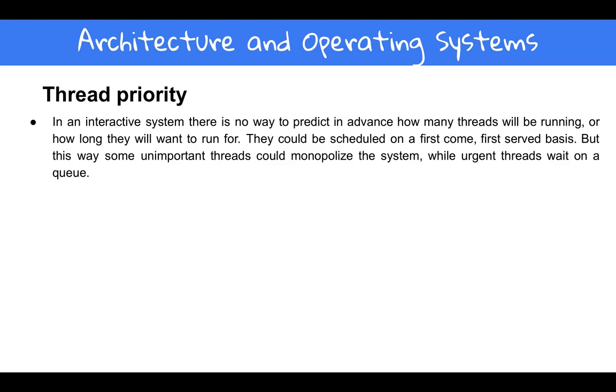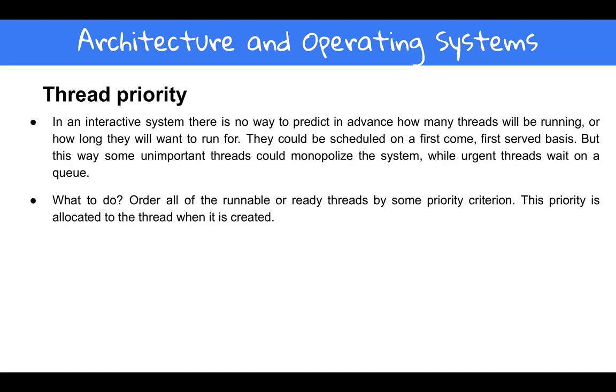If we don't have any priority in terms of our threads, the first one who comes should be executed, then the second one, next. So it's called first come, first serve. But if the first one is actually not important and uses most of the CPU, it's not good. An urgent thread would have to wait in the queue to get some time on the CPU. So it's not good. We need to prioritize that.